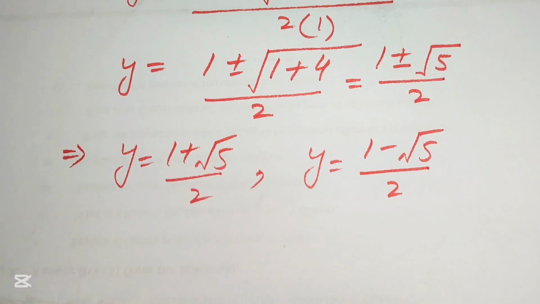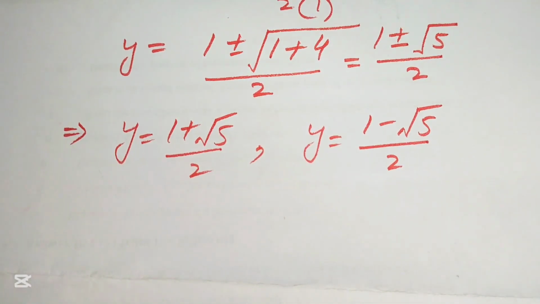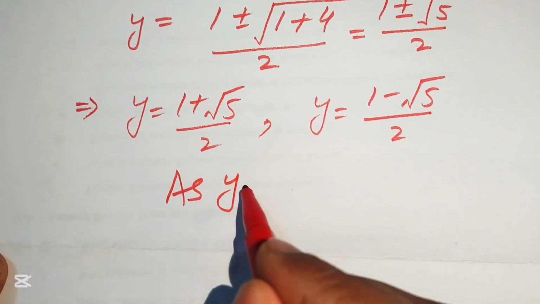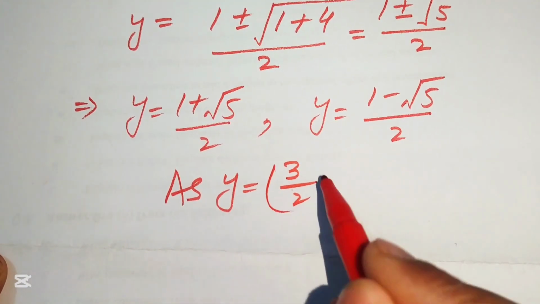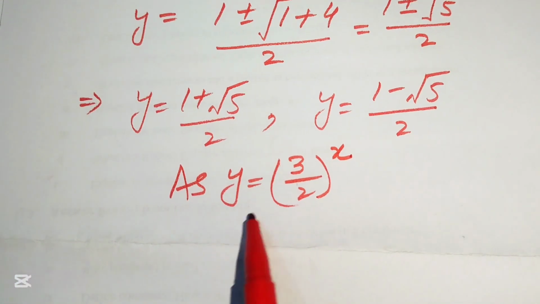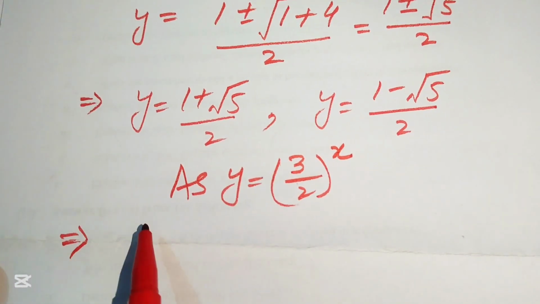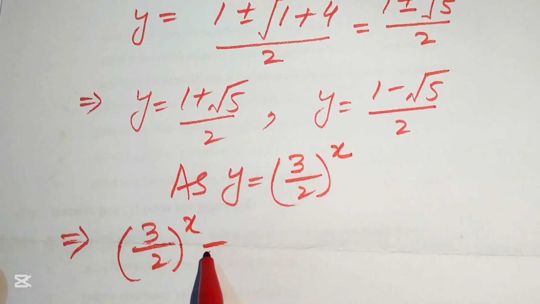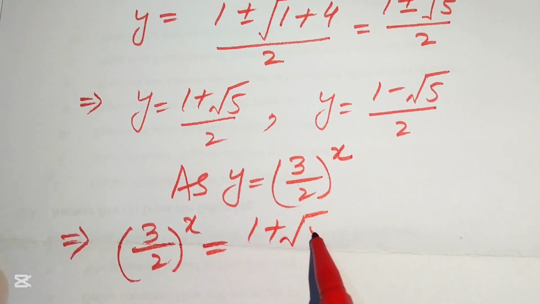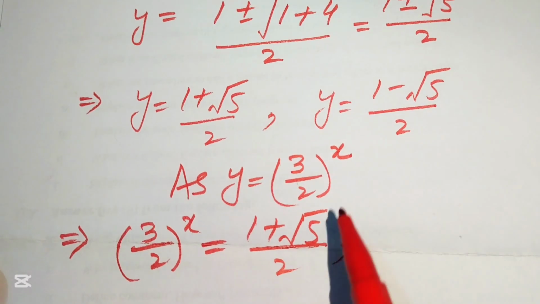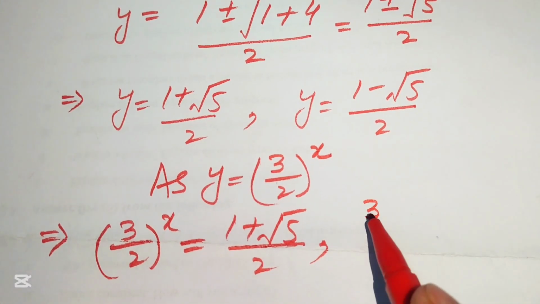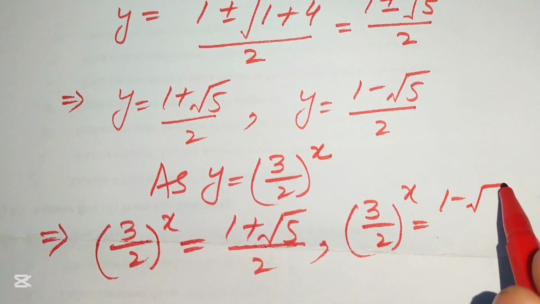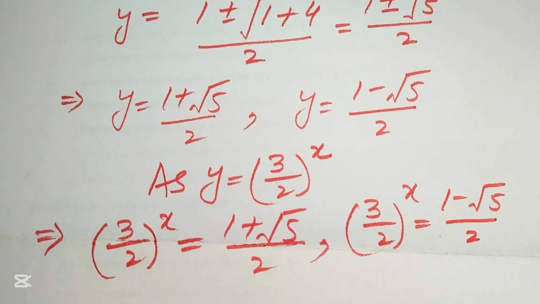Okay, so now we need to move backward and we substitute the value of y here. So we know that we will take y is equals to 3 over 2 to the power of x. So we need to substitute this value of y to the above two equations. So it will be written as 3 divided by 2 and its exponent is x equals 1 plus square root of 5 divided by 2, and when you substitute this here, it will become 3 over 2 to the power of x equals 1 minus square root of 5 divided by 2.